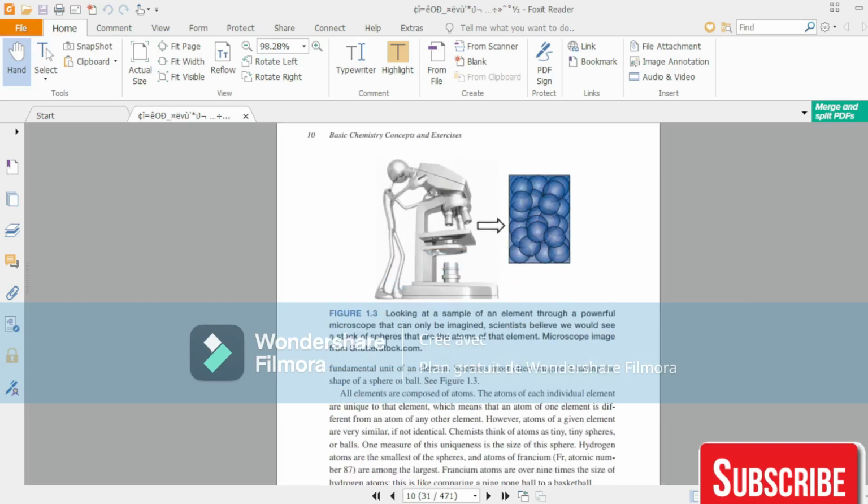As you can see here in figure 1.3, looking at a sample of an element through a powerful microscope that can only be imagined, scientists believe we will see a stack of spheres that are the atoms of that element. Microscope image from Shutterstock.com.